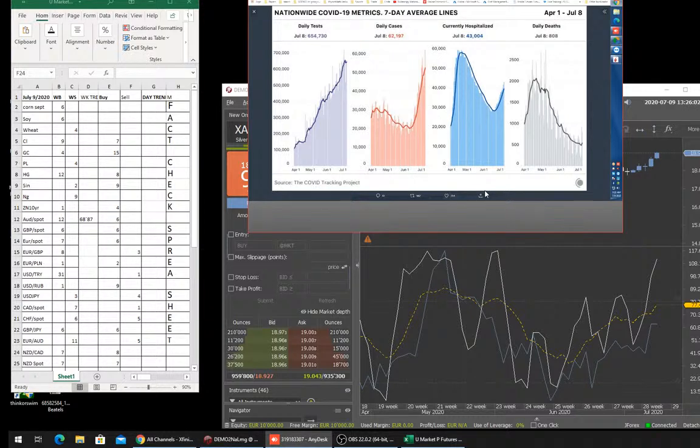Virus measured in market charts. How's that? That could be neat. There you go. And so that's where we are.